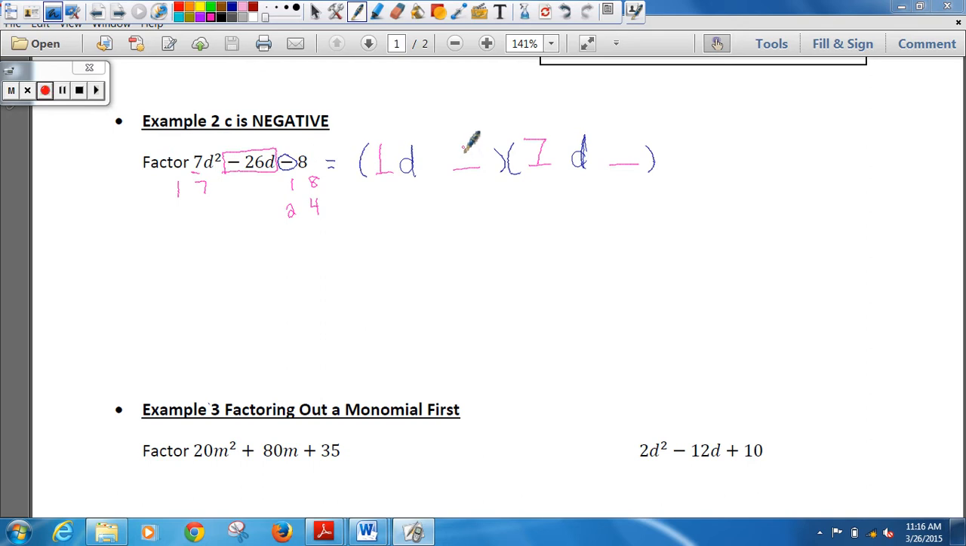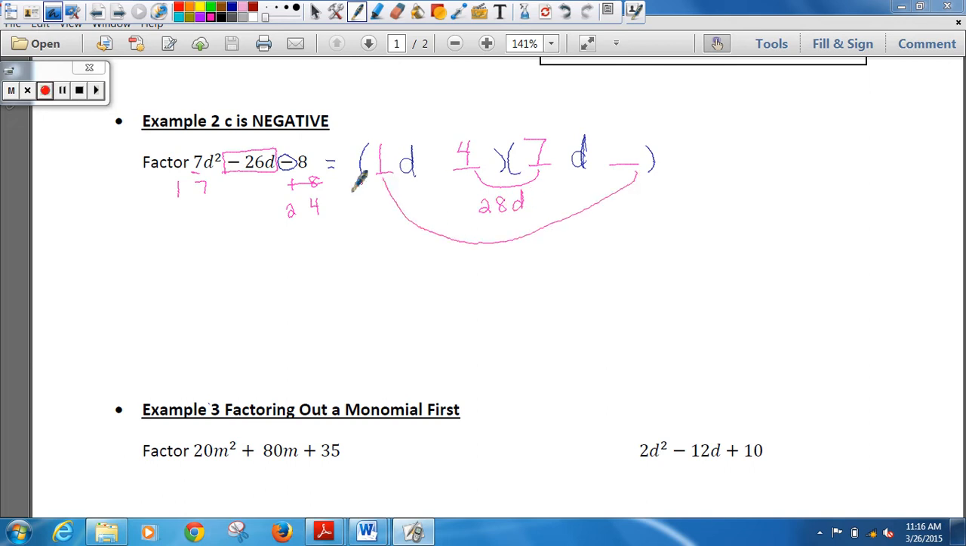If I put 8 here, 8 times 7 is 56, minus 1 would not give me 26. If I put 8 here, 8 times 1 is 8, 1 times 7 is 7, 8 minus 7 is 1, so that does not work either. So now I can try 2 and 4. Well, I know 4 times 7 for my inside ones give me 28d.